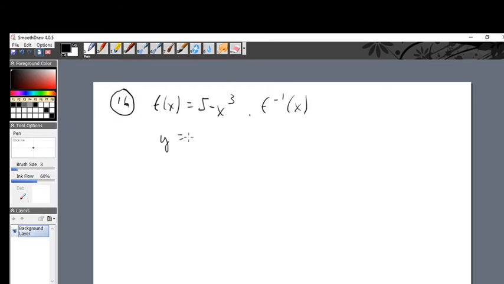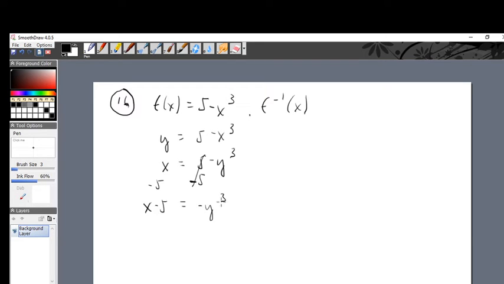Okay, the steps always stay the same. Change this to y is the first step. Change the positions of y and x is the second step. And the third step is to solve for y. All right, if we're supposed to solve for y, let's get rid of that 5 that's tagging along with the y, minus 5 on both sides. Put x first, and then the negative 5. x minus 5 is equal to negative y cubed.